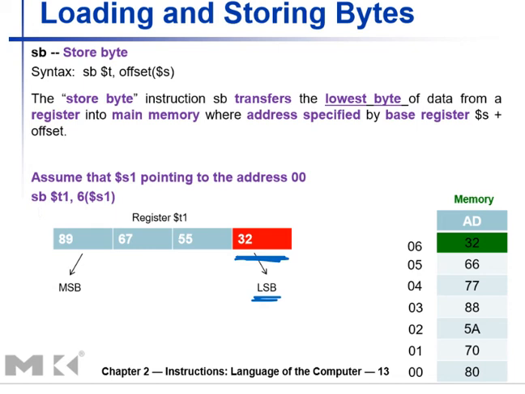Then let's assume the register S1 is pointing to an address. What is the value of register S1 as per the question? That is equivalent to 0, the address of a location in memory 00. Now let's see the store byte. SB register T1, 6, register S1. What you have in register T1 is moved to the memory. That is the meaning of store byte. Store byte moves the data from a register to the memory.